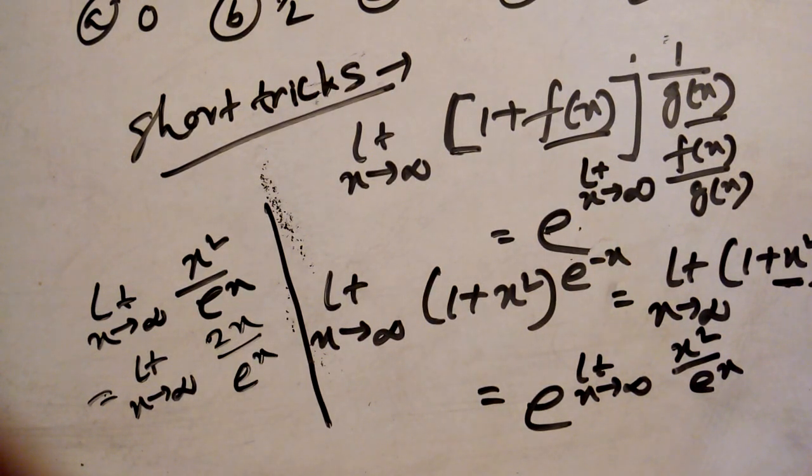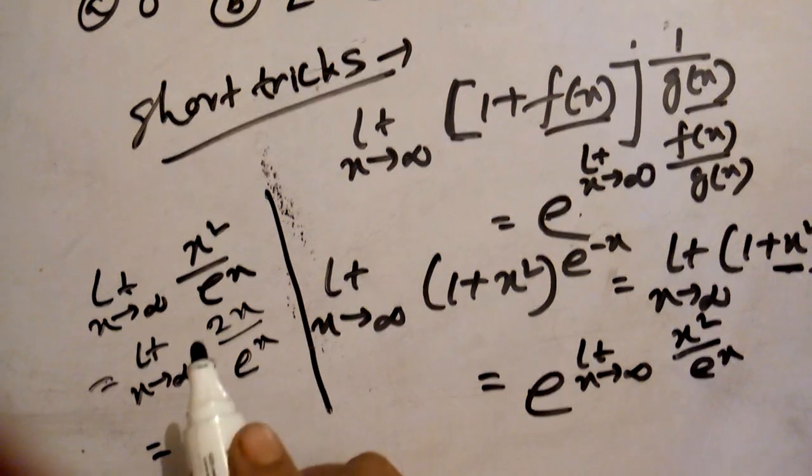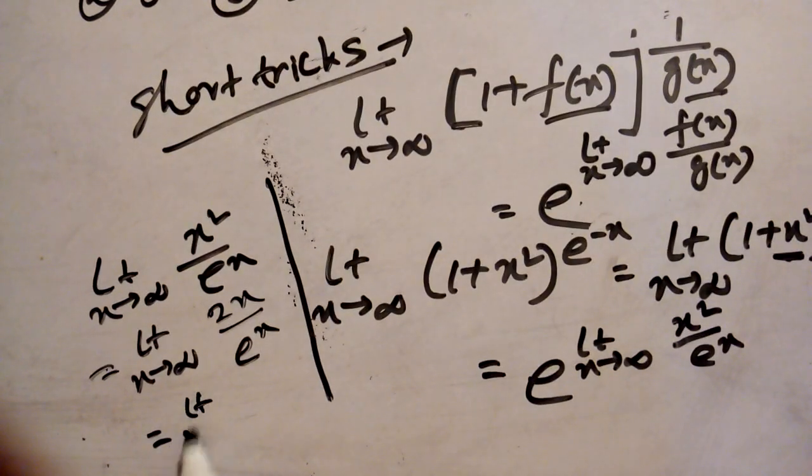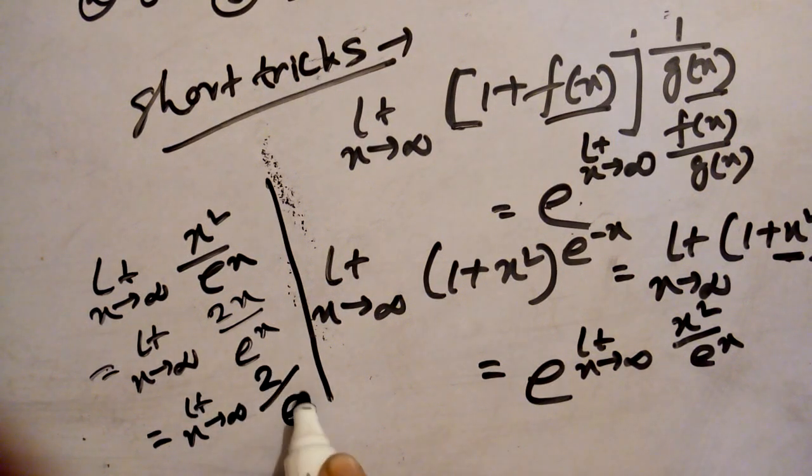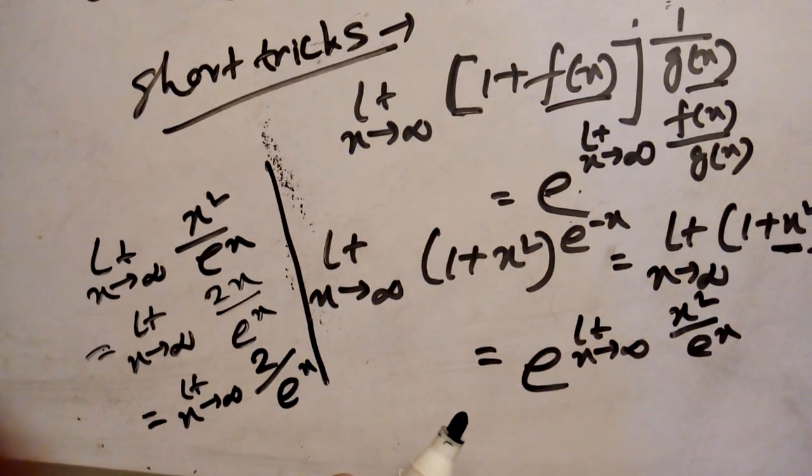Clear? But when we put infinity, that is also infinity by infinity form, so this is an invalid form. So we again apply L'Hospital rule, and after applying it we get limit x tends to infinity of 2 by e to the power x. Clear?